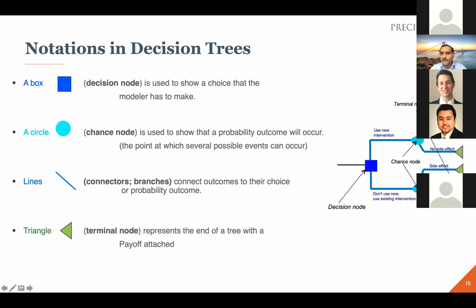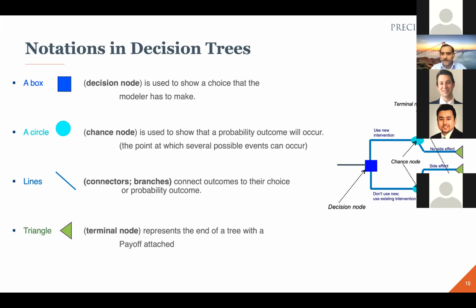There's a probability that you have a side effect, and 1 minus that probability that you don't have a side effect. That's called a chance node, where probability plays an important role. Then there are branches of the tree, which are connected by lines. And the triangles are terminal nodes, an outcome for this particular path of the tree. What is the outcome, and what is the monetary cost in this outcome versus the rest of the terminal nodes? That's the basic structure of the decision tree.